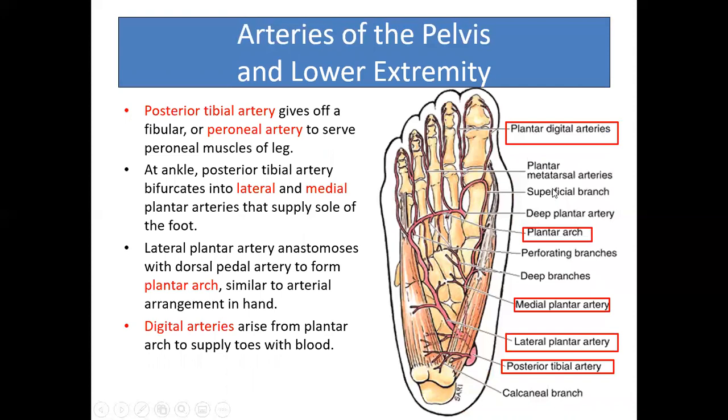For the posterior tibial artery, if you see here, this is the posterior tibial artery. The posterior tibial artery will give off a fibular or peroneal artery to serve the peroneal muscle of the leg. And at the ankle, the posterior tibial artery will bifurcate, further branching into a lateral and medial. If you see from this picture, this is the lateral plantar artery. This is the medial plantar artery, and they supply the sole of the foot region.